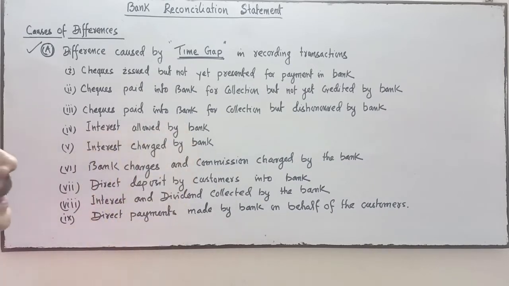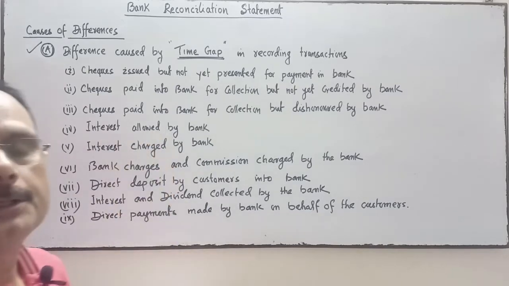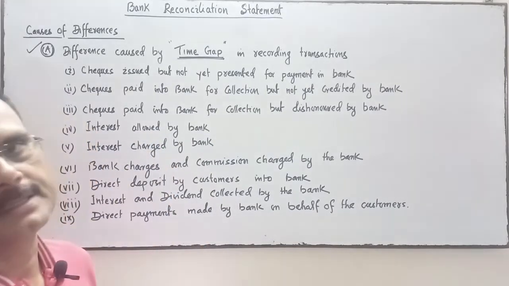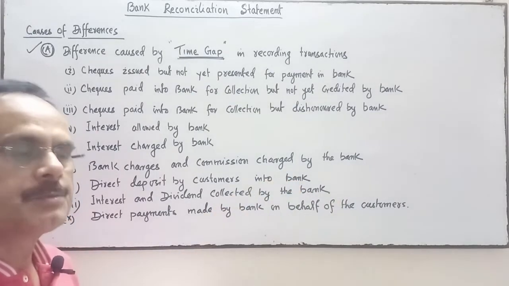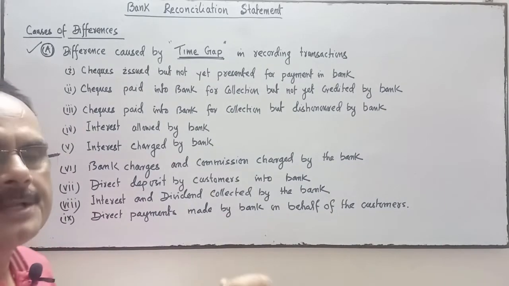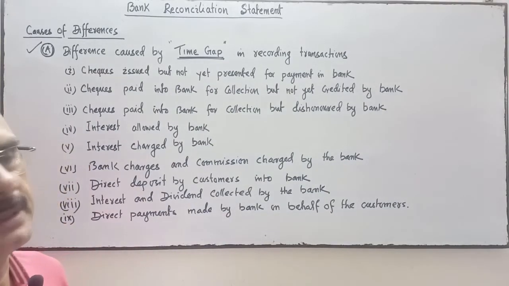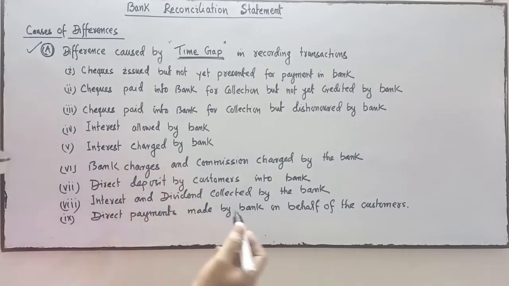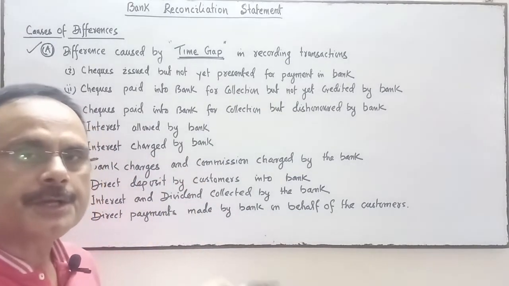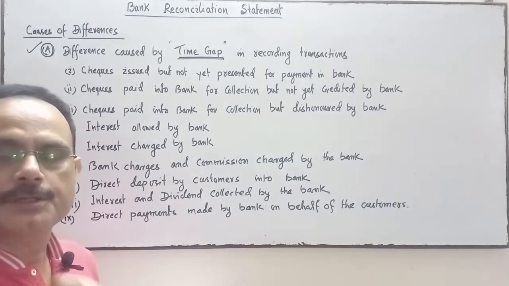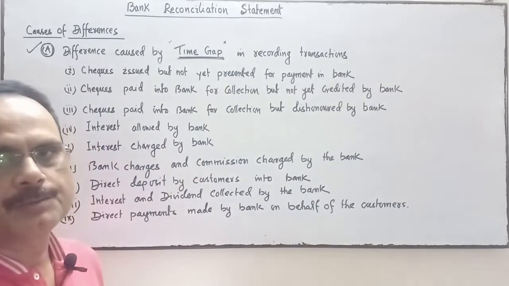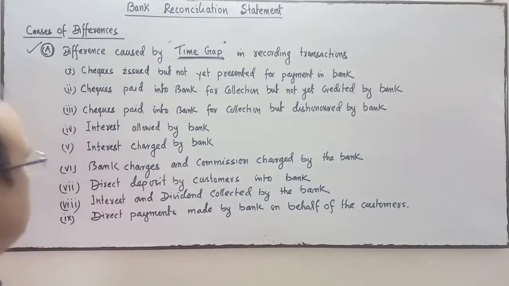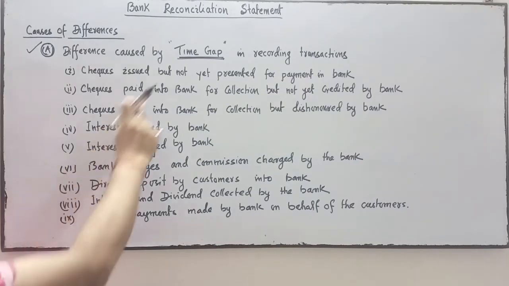Check paid into bank for collection but dishonored by the bank. Interest allowed by the bank but not informed to the customer. So when interest is allowed, the passbook balance has increased but the cash book balance is not increased because the intimation is not given by the bank to the customer. Next is interest charged by the bank, but the intimation of this interest charged is not given to the customer. In that situation, the passbook balance has decreased but the cash book balance is not decreased. So this is the reason for the difference because of time gap.